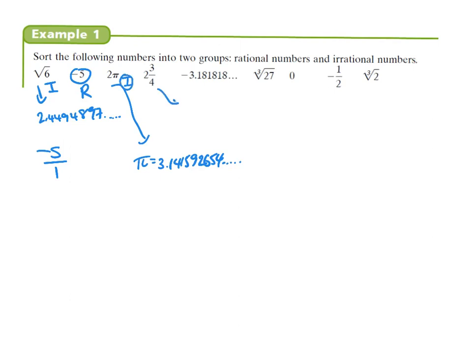The next one, 2 3/4, is already a fraction, and we can change it into an improper fraction. So 4 2s are 8, 8/4 for the 2, and 11/4 is what we could also change it into. But that's obviously rational because it's already sitting in a fractional type form.